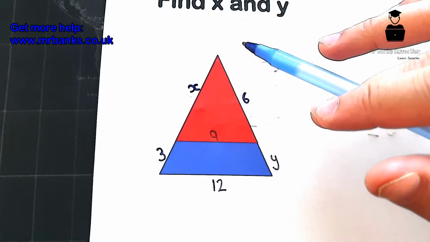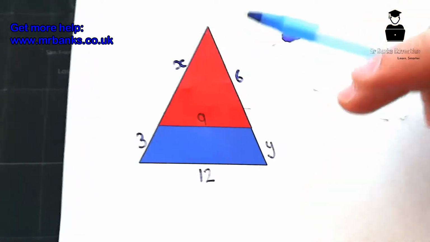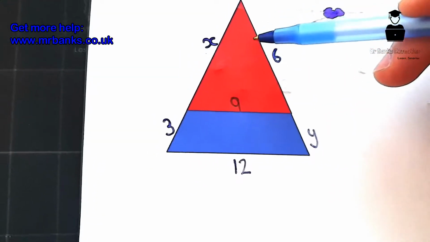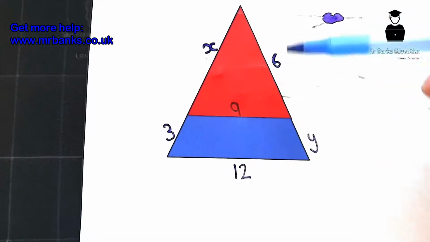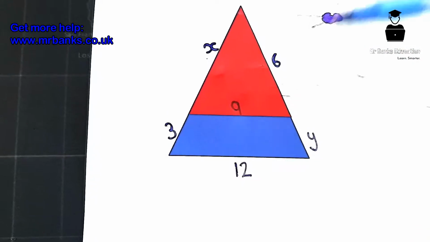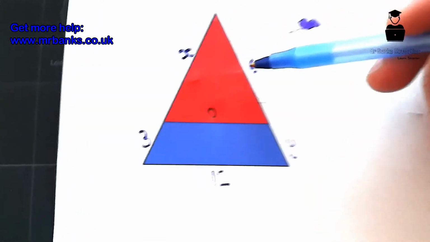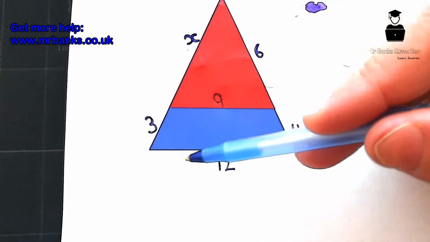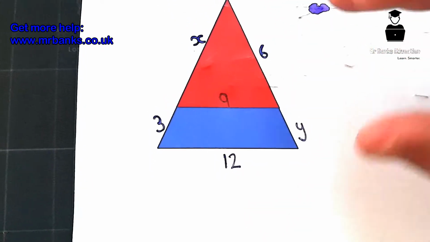So what we need to do is figure out how much this blue triangle has increased by over the red triangle as a proportion. Not by how many centimeters or whatever it increased by, but as a proportion. Now can you see that this side here is the same thing as that side there? But this side is only just a bit bigger. It's a bigger version of it.